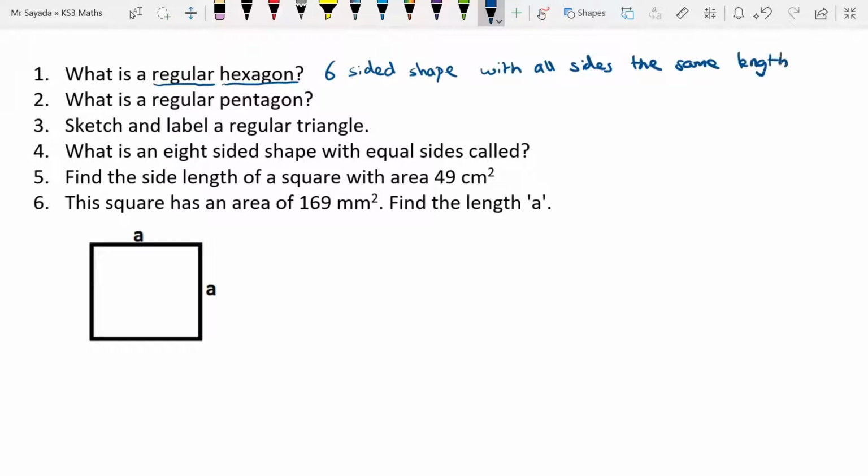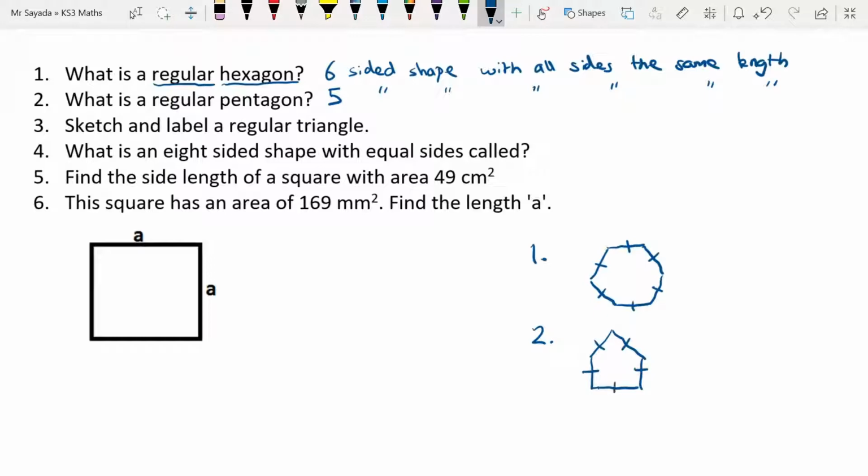So a regular hexagon looks something like this. Obviously those lines should be straight, but I'm just drawing a rough sketch. So all six of those sides are the same length, so I'm using those little dashes to show that all of those sides are the same length. A regular pentagon is a five-sided shape with all sides the same length. So that looks something like this. So all of those sides are the same length.